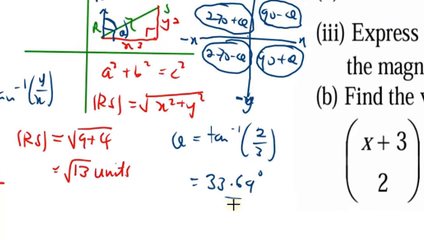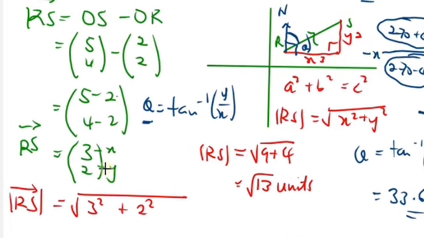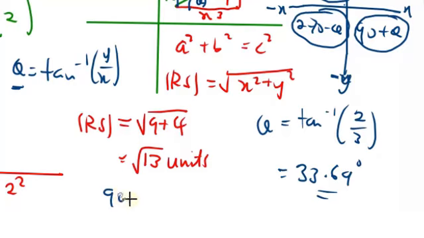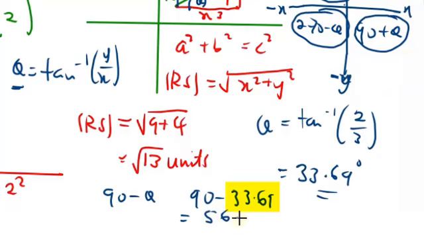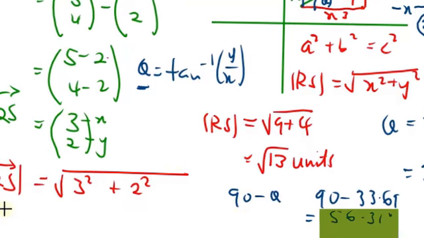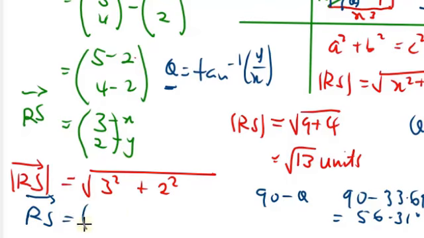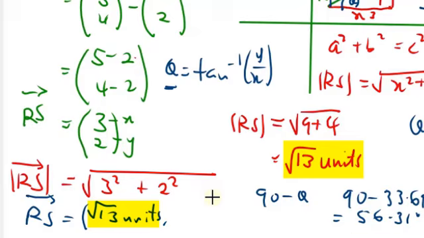That is giving us 33.69 degrees. This is theta, but that is not the angle we are looking for. We are looking for the bearing. Because the vector is in quadrant 1, we'll do 90 minus theta. And what is theta? Theta is 33.69. So we'll do 90 minus 33.69. And what will be the bearing? That will give us 56.31 degrees. So the bearing is 56.31 degrees. So we'll just write vector RS is equal to, what is the magnitude of the vector? Root 13 units, comma, bearing is always written in 3 decades.